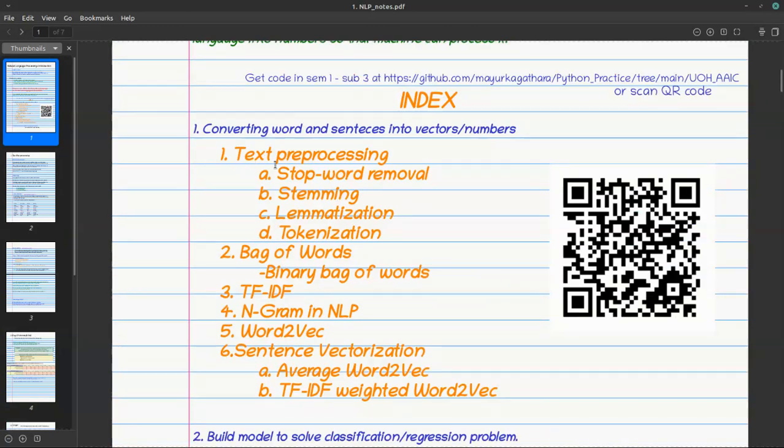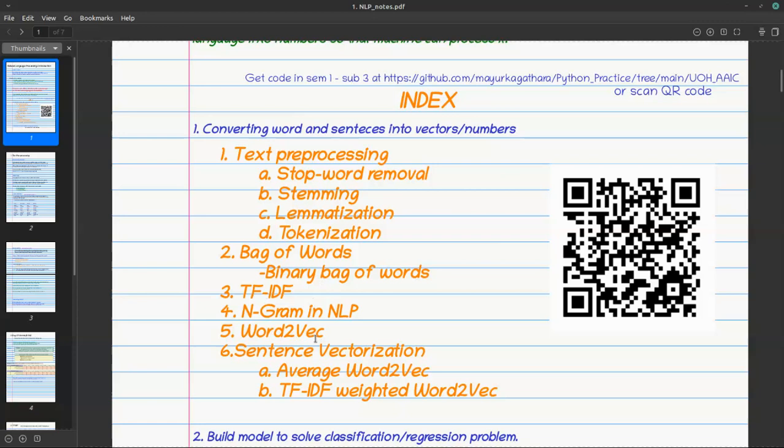Just go through it once. We just saw text pre-processing: stopword removal, stemming, lemmatization, tokenization. Then bag of words, with one flavor being binary bag of words. Then TF-IDF, which is term frequency, inverse document frequency. IDF is the inverse, total divided by number of sentences, right? And n-grams: unigram, bigram, trigram, and word2vec.